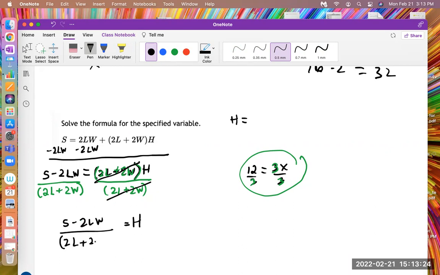2L plus 2W. And when you're inputting your answer, in order for the calculator and the program to understand what you're trying to input, it's probably a good idea that you put the numerator in parentheses, then put your fraction bar, then put the denominator in parentheses like this, and then enter your answer.